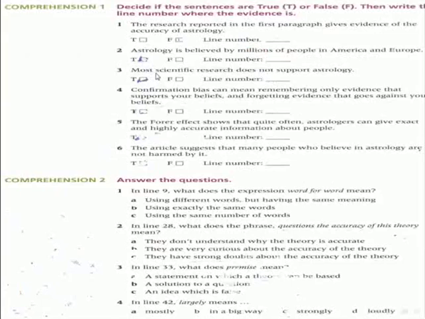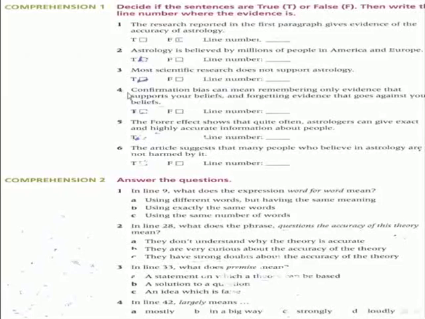3. Most scientific research doesn't support astrology. Scientific researches do not support astrology. The answer is true. Where do we find the line number for the answer true about this? That scientific research doesn't support astrology. Where do we find it? You find it in line number 27 up to 28. If you want, you can go back and check.